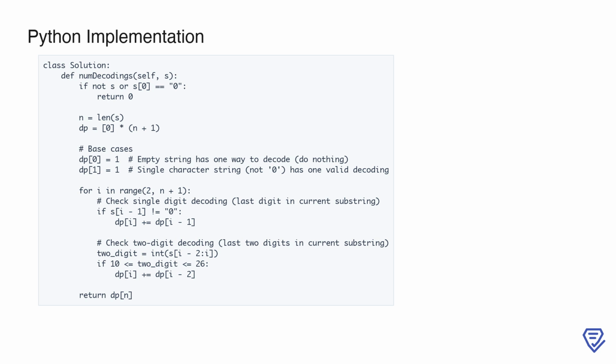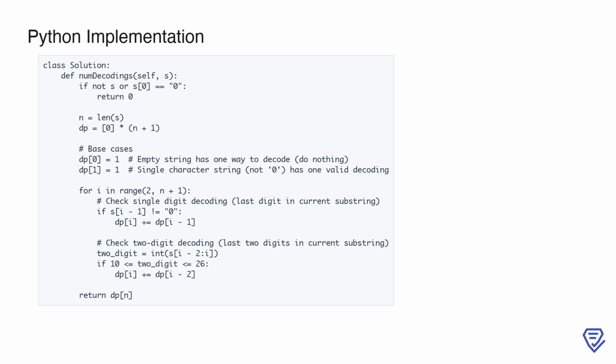At each step, the algorithm checks two conditions. 1. If the last single digit, at position i-1, is not 0, it means the digit can be decoded on its own. In this case, the value of dp[i] is incremented by dp[i-1]. 2. If the last two digits, from position i-2 to i-1, form a valid number between 10 and 26, it means these two digits can be decoded together. In this case, the value of dp[i] is incremented by dp[i-2].